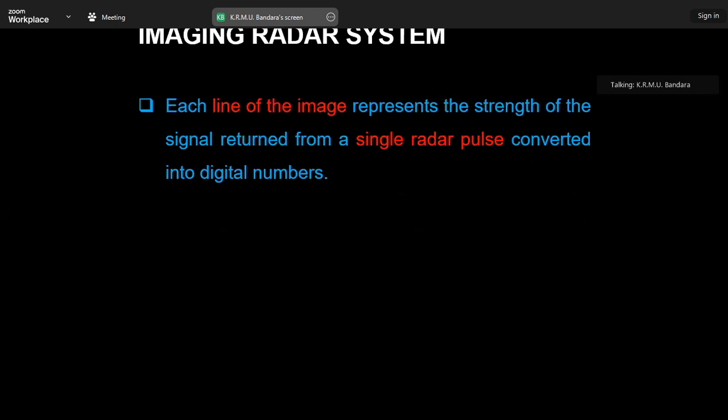Each line of the image represents the strength of the signal returned from a single radar pulse. One pulse is used to scan one line on the ground. This is called the swath width of the ground. This is the swath width. The strength of the signal returned from the single radar pulse is converted to a digital number, as I told you earlier.